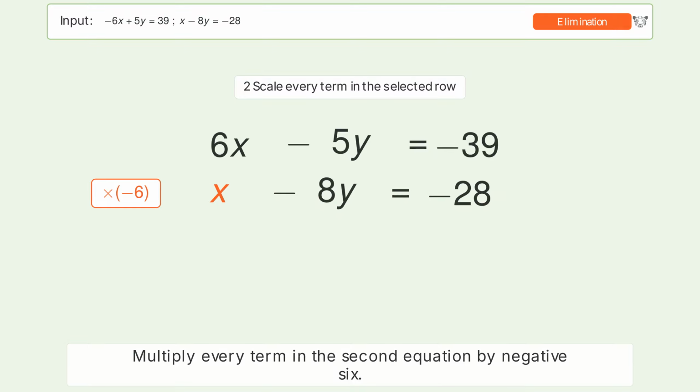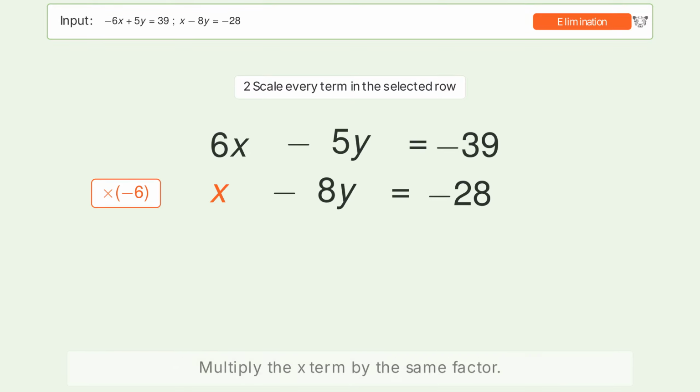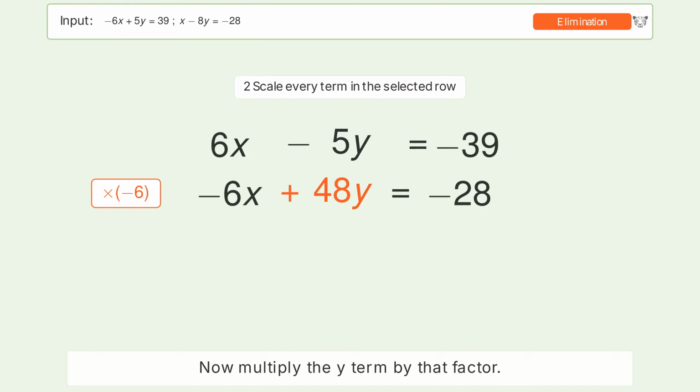Multiply every term in the second equation by negative 6. Multiply the x term by the same factor. Now multiply the y term by that factor. Finally, multiply the right side too.